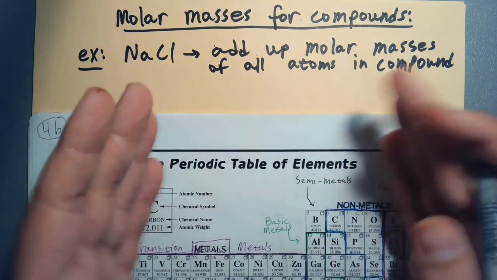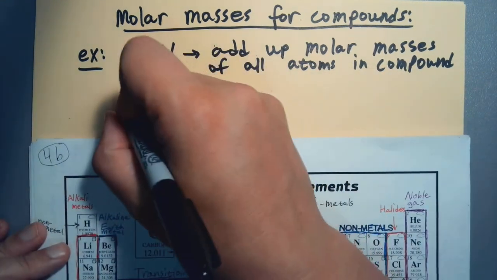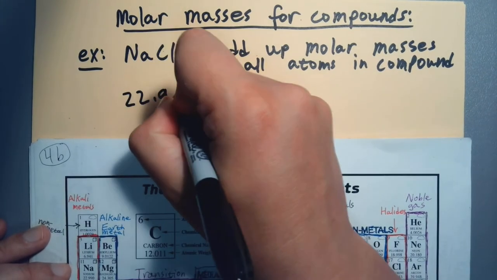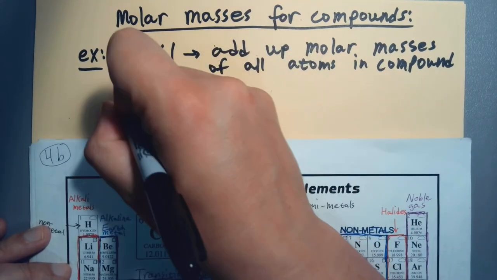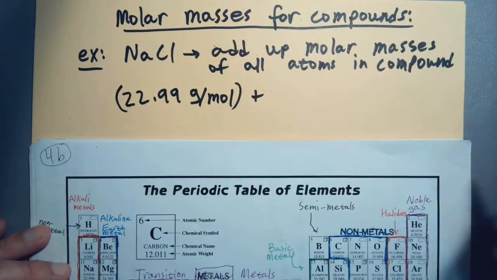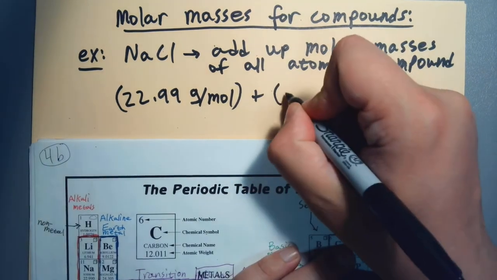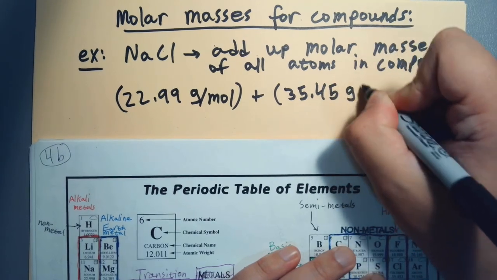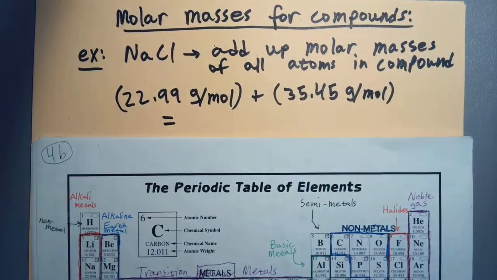We know the mass of all the pieces, so we're just going to do that. So sodium, I've got one of them, and it's 22.99 grams per mole, so we're not using AMU anymore. Okay. And then we've got one chlorine at 35.45 grams per mole. Alright. And we just add them up.